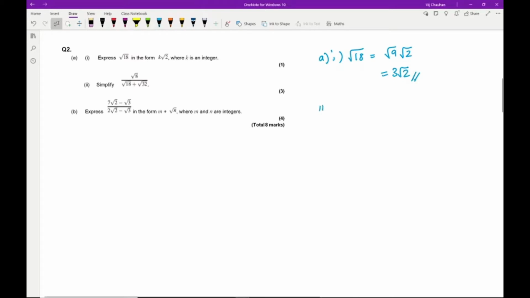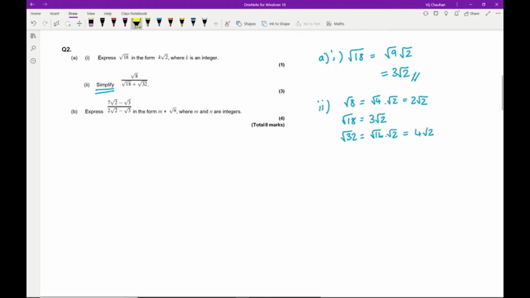Now with regards to B part 1, here what we want to do is simplify. So remember that this is not rationalize, this is simplify. So reading the question carefully, I've got root 8, which can be written as root 4 root 2, which is 2 root 2. I've got root 18, which using part A can be written as 3 root 2. And I've got root 32, which is root 16 root 2, so that's going to be 4 root 2.